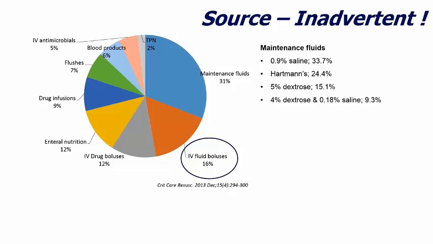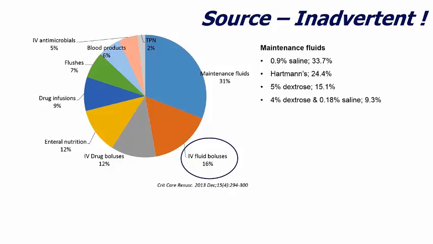This data is from 2011. We have repeated a point prevalence again this year, and it still is the most common maintenance fluid. Hartmann's has come up, but it's second in number. But think about other sources. If someone is getting a pantoprazole infusion at 8 mL an hour, that pantoprazole is made up mostly in 0.9% saline. They're getting 8 mL of pantoprazole saline infusion.